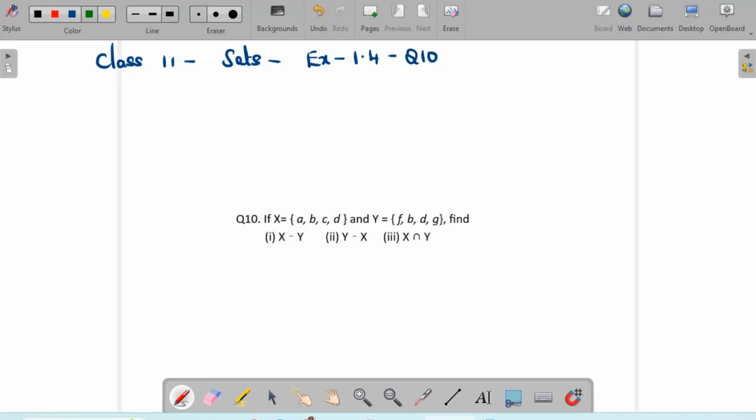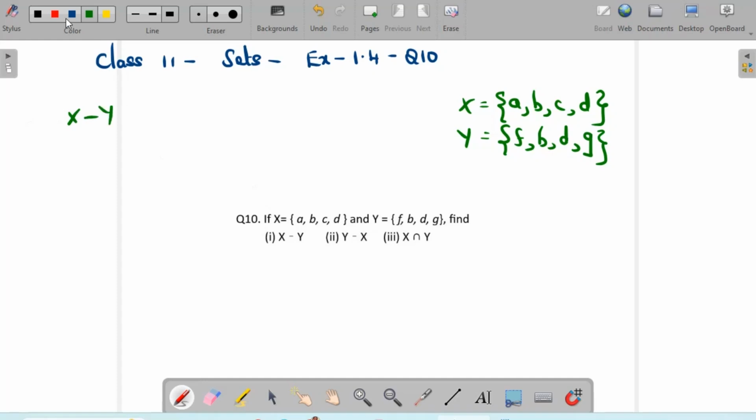In this video, let's find a solution for the 10th question in exercise 1.4. It is given X is equal to {a, b, c, d}. So now let's rewrite this, and then Y set is given to be {f, b, d, g}. You're asked to compute X minus Y.